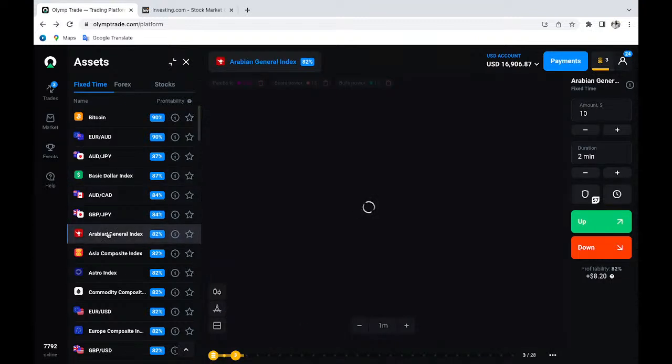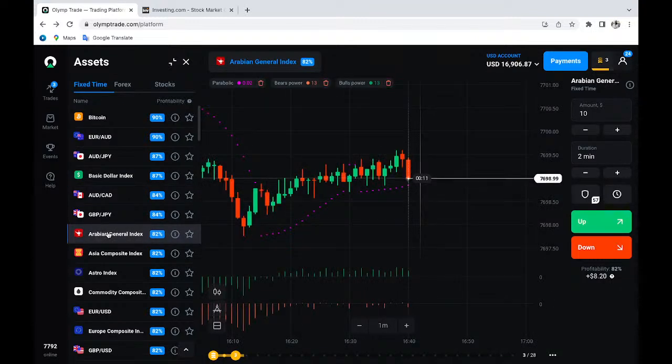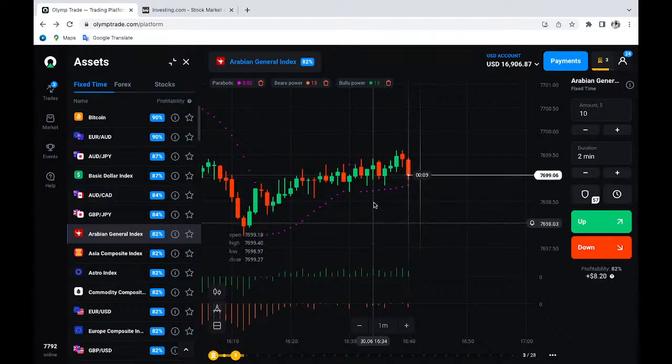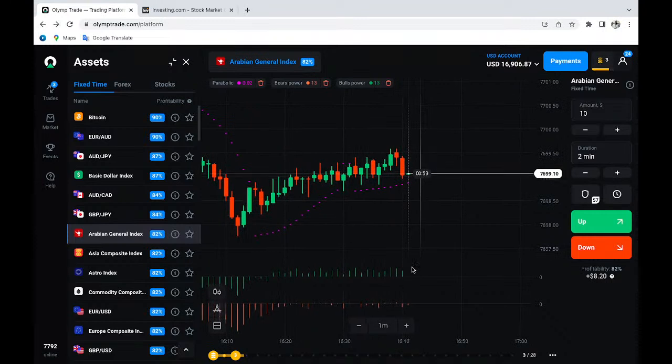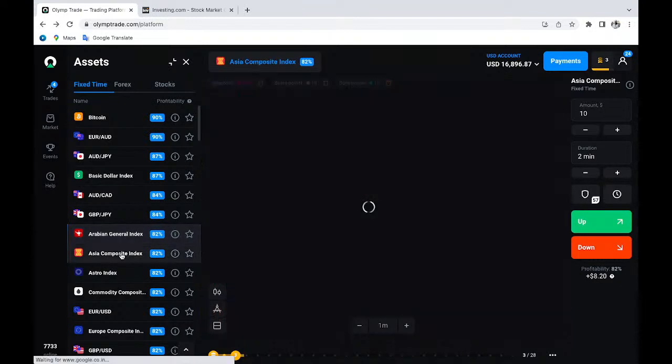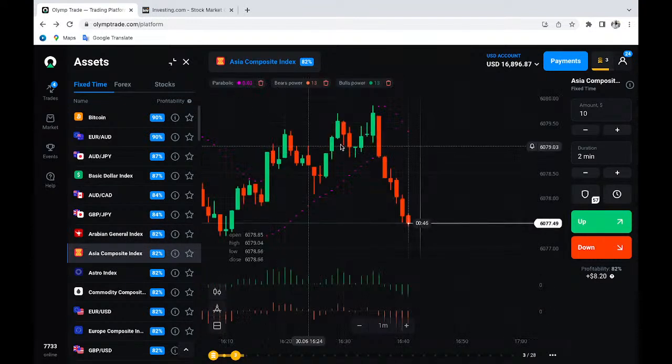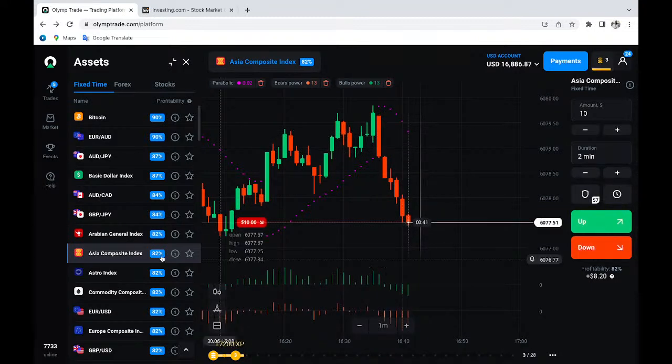Now I got a request to use some Arabian assets. Here we go. Right now you see the parabolic is moving upside, giving us an up signal, but bull power and bear power are against each other. Now they are on the same side, but bull power is downside. Okay, perfect signal. No, bull power is upper, so it was not a good signal. Now we will check Asia composite. Asia composite is perfectly downward, a little late. Let's try to open a 1 minute trade.